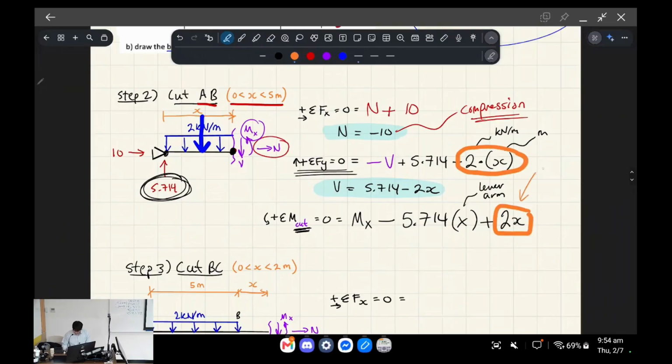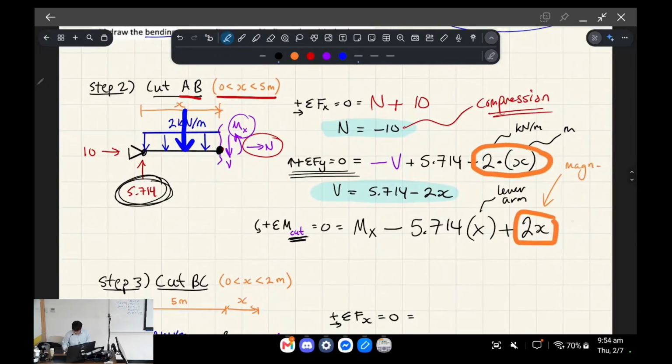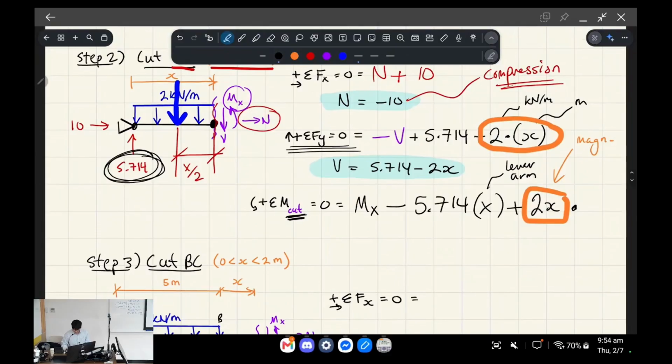So that's the magnitude, as in the equivalent force can be the same as when we derived it for the shear. Except now we also have to multiply it by that lever arm. In other words, the distance from our cut, which is moving, to the middle of that distributed load, which is also moving. So that lever arm is going to be x on 2, half the distance that we've moved. So that's going to be x on 2.